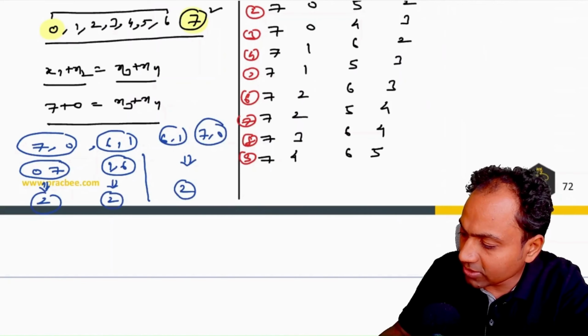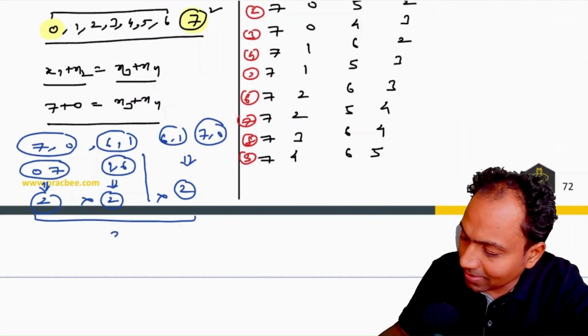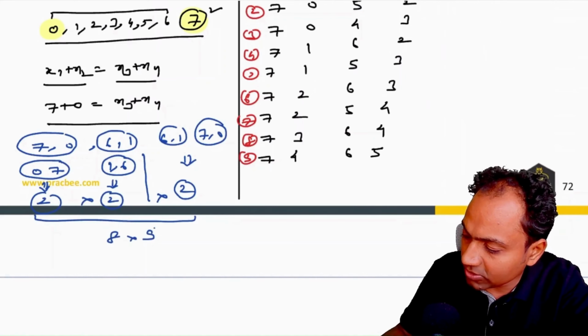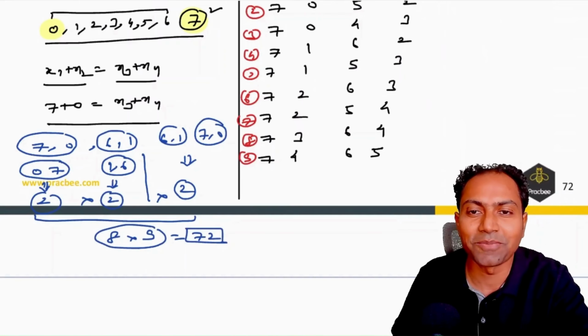So total variations are nothing but 2 into 2 into 2. So corresponding to every case, there are 8 variations that we have. So total variations becomes 8 into 9. That is nothing but 72, which is nothing but our answer.